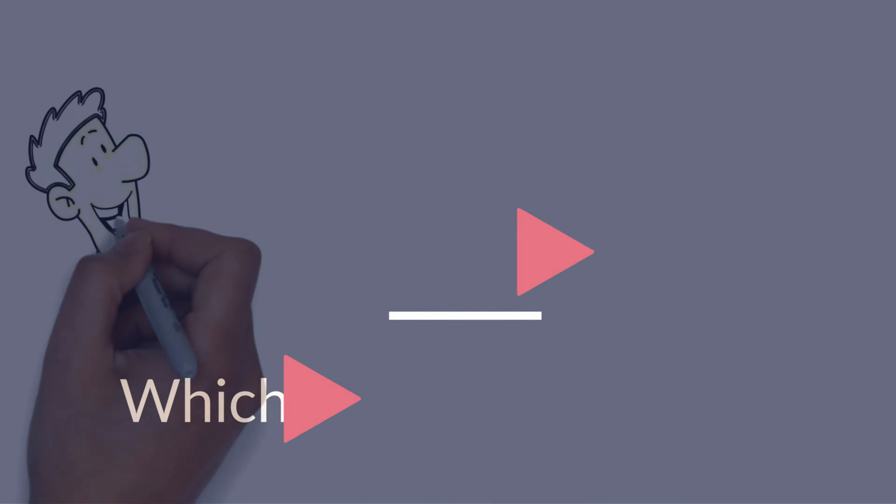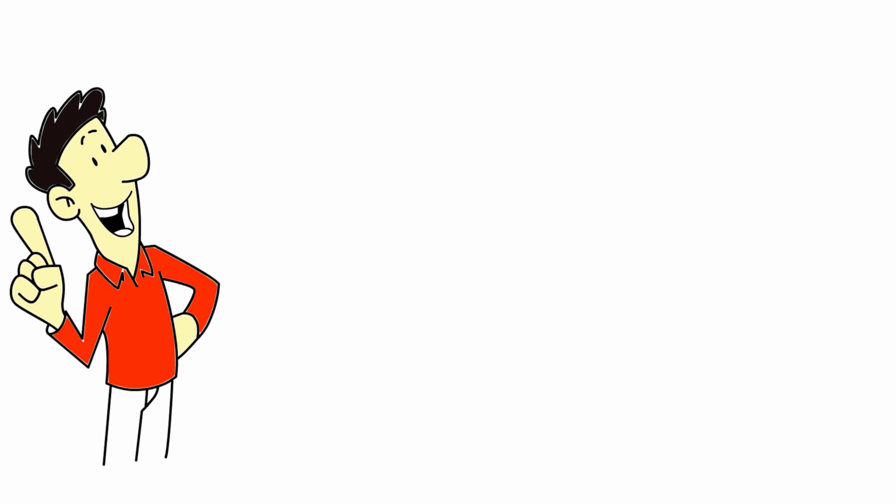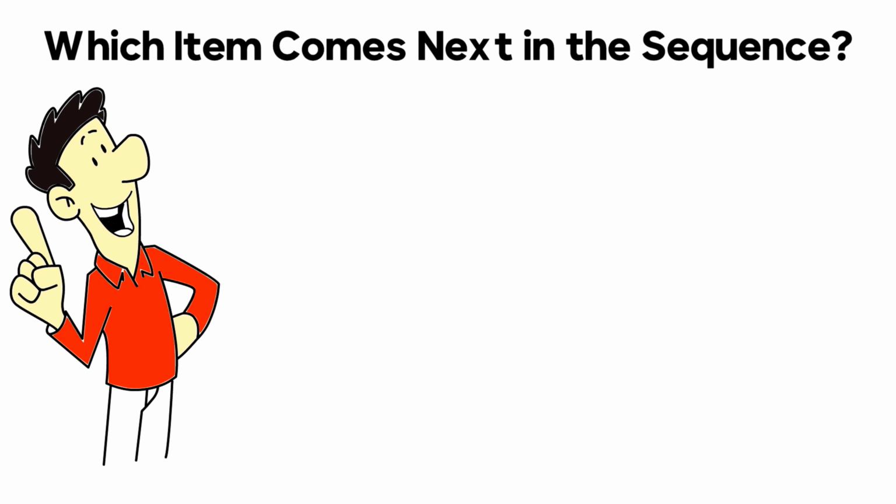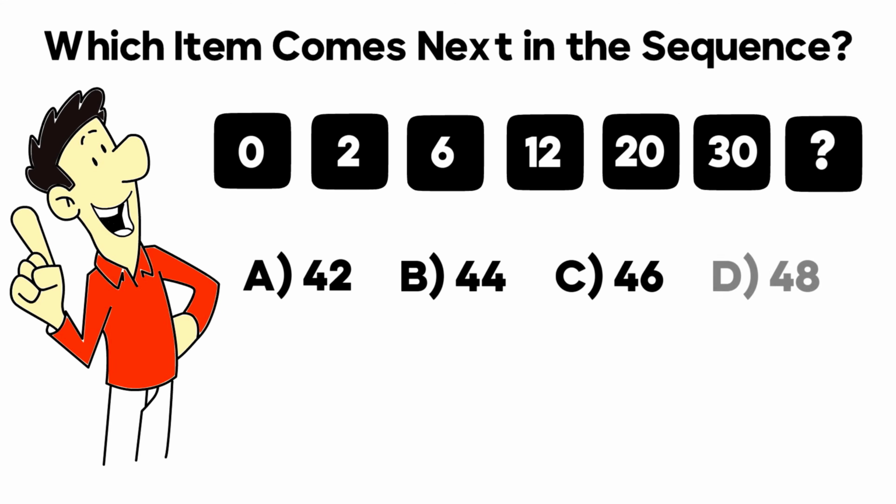Very frequently on the test, you might be asked to detect the pattern. In this question, we're being asked which item comes next in the sequence, and we're presented with the sequence of items. 6 items in the sequence are visible: 0, 2, 6, 12, 20, and 30. And the next item is missing. And you're being asked to select one of the 4 following choices. Choice A, 42. Choice B, 44. Choice C, 46. And choice D, 48.